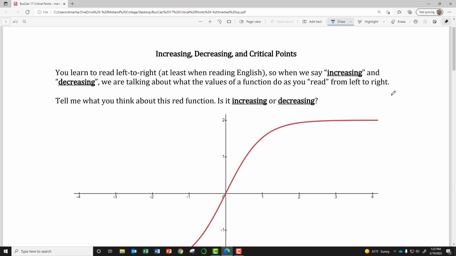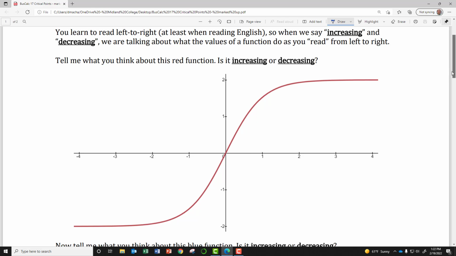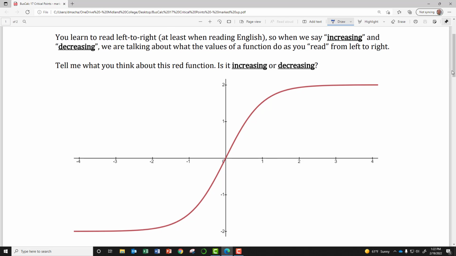So as an example, think for a moment and tell me, what do you think about this red function? Do you think this red function is increasing or decreasing? Well, as we're going from left to right, the output values of this function are actually increasing. So, in this case, we're talking about an increasing function here in red.